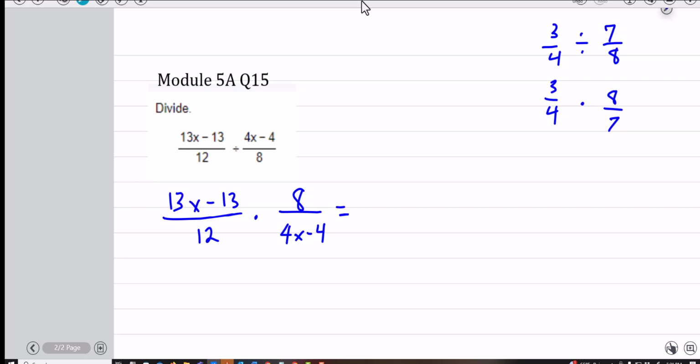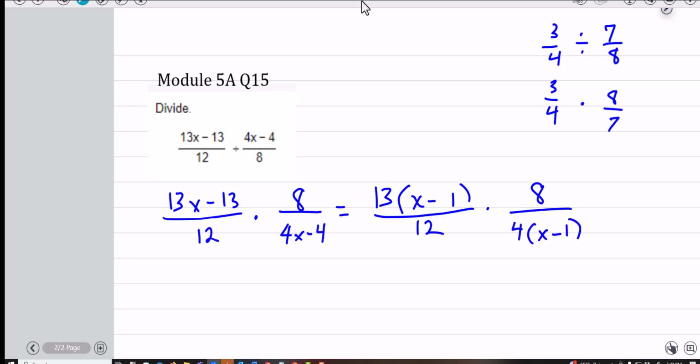Now, if you watched the previous video on multiplying, you know the first thing you want to do is see if you can find some common factors. That first one definitely both has 13. So I took a 13 out, x, took a 13 out, 1. So that would be over 12 times 8. This one, they both have a 4, so 4x minus 1.